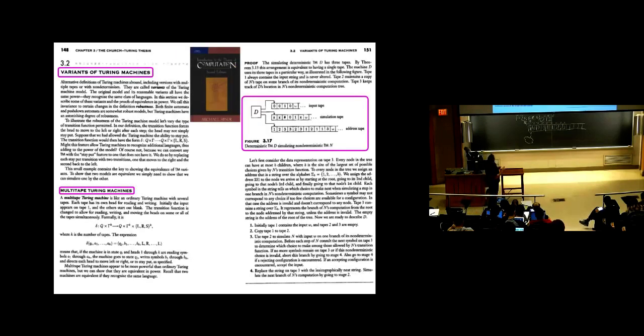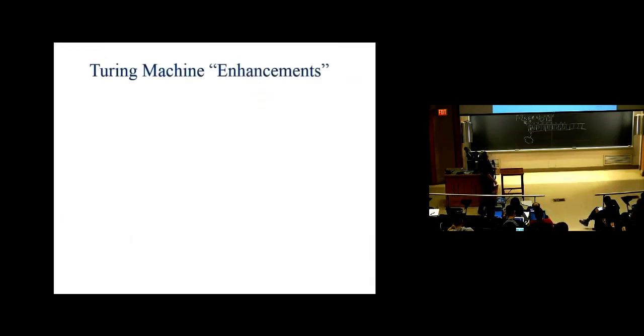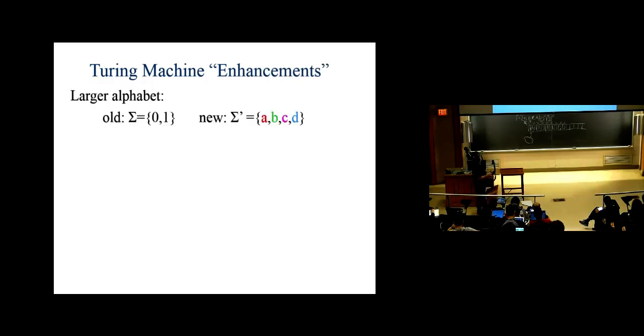Okay. So again, now we're in chapter 3.2, and now we can start talking about enhancements to machines. We talked about multiple tapes, multiple heads. Let's dive deeper into that. So what if you have a larger alphabet? What if the alphabet was only 0, 1, but you want a new machine with a new alphabet, A, B, C, D, instead of just 0, 1? You want 4 characters, not just 2. Can a machine with 4 characters recognize more languages? Could it do more computations than a machine with only 2 characters?